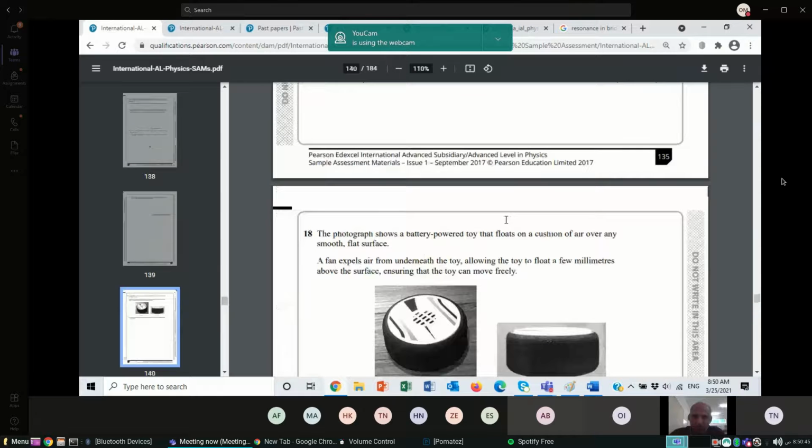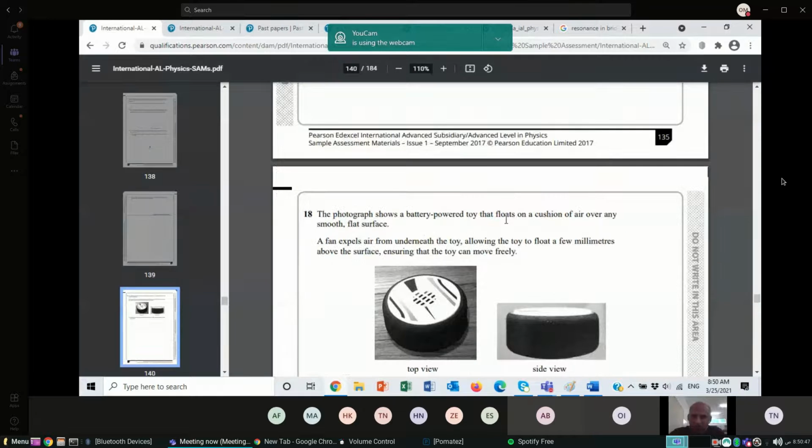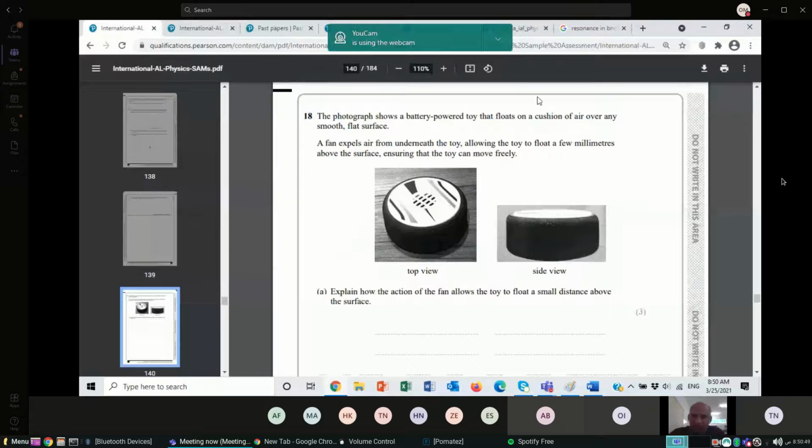The photograph shows a battery-powered toy that floats on a cushion of air over any smooth, flat surface. This is the top view, this is the side view. A fan expels air from underneath the toy, so the air is expelled from here, allowing the toy to float a few millimeters above the surface, so it will hover in the air, ensuring that the toy can move freely.